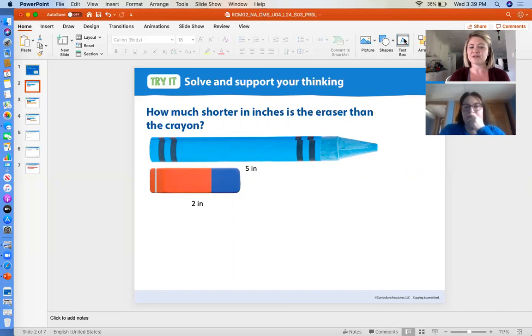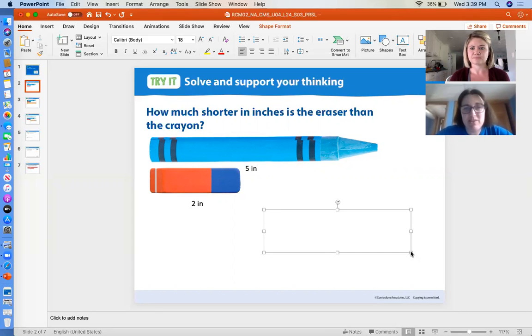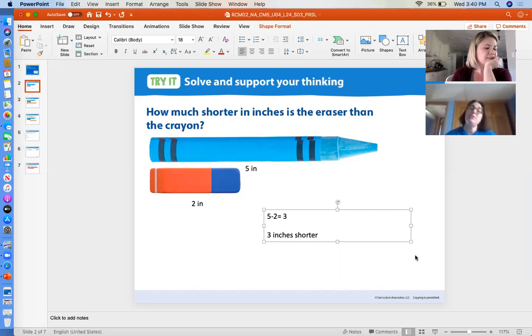So, Mrs. Walker, do you have any ideas? Well, I was thinking the easiest way or the simplest way was to just do standard algorithm, but I'm not sure if that's the one you were looking for. No, I think that standard algorithm definitely works. So, what would that look like then? So I would say I always take the bigger number. So 5 minus 2 equals 3. Okay, so then the answer would be 3 inches because we have to have that label. Perfect. So that's the way I was thinking. Yeah, I think that works for sure.